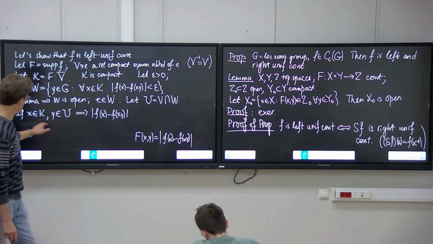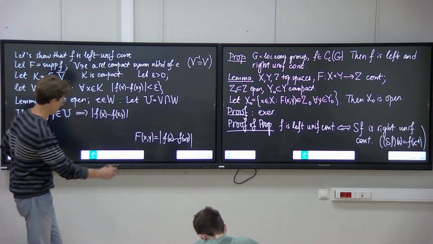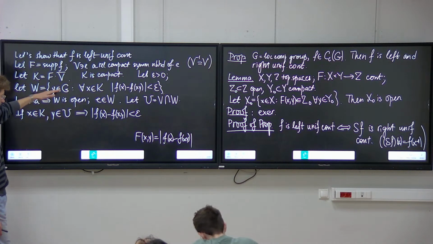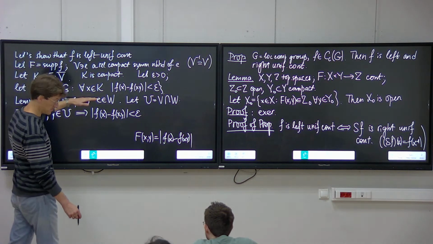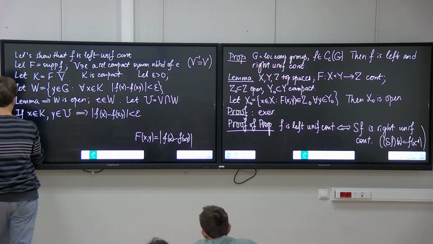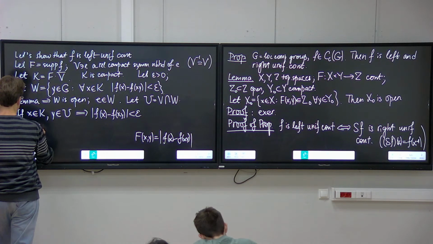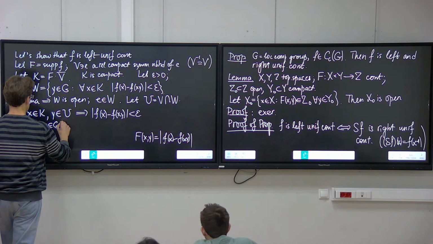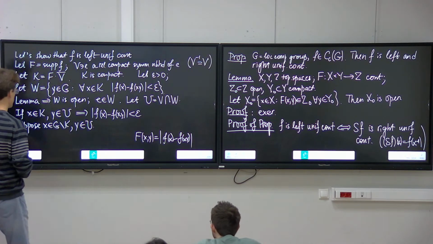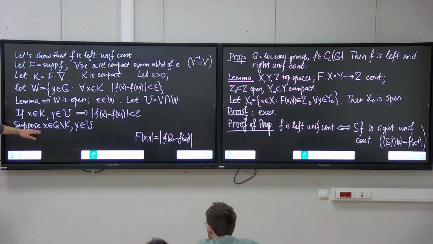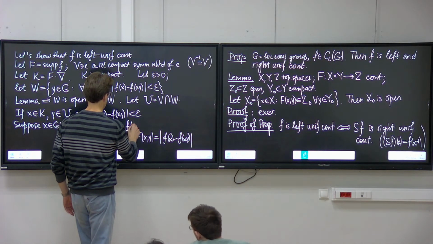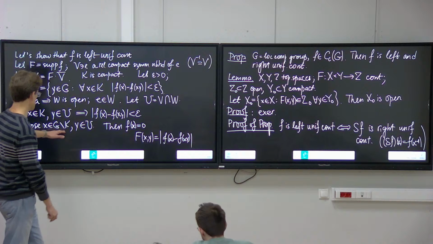Okay, so if x is in K and y is in U, then this is clearly less than epsilon, just by construction, because y is in U, so it is in W. And just by the definition of W, we have this inequality. Let's now suppose that x is not in K. So x is a point in G which is not in K, and y is still in U. Then, of course, f of x is 0.